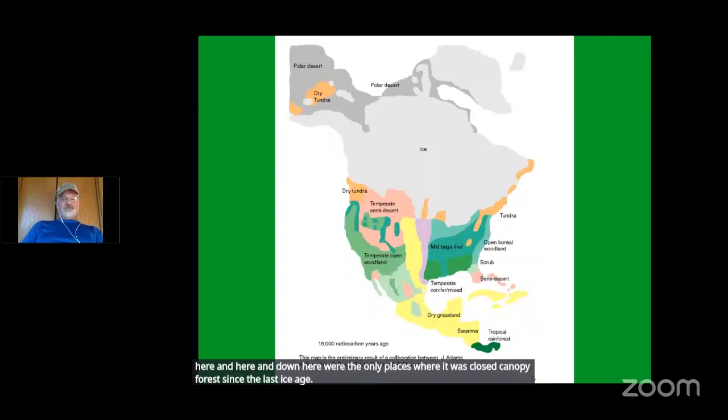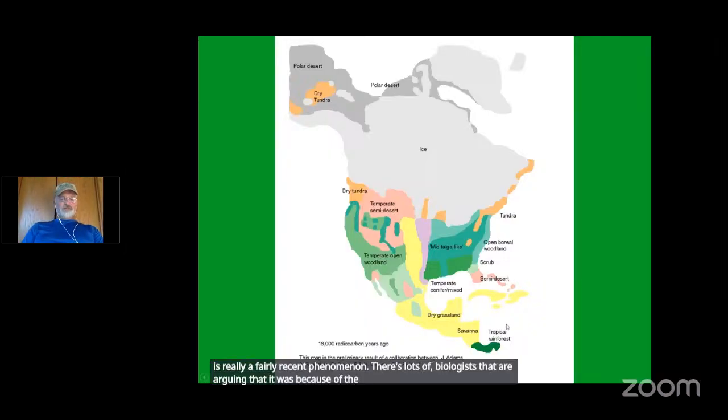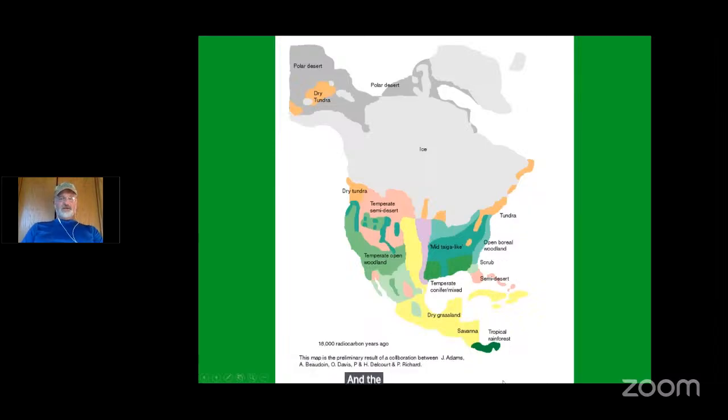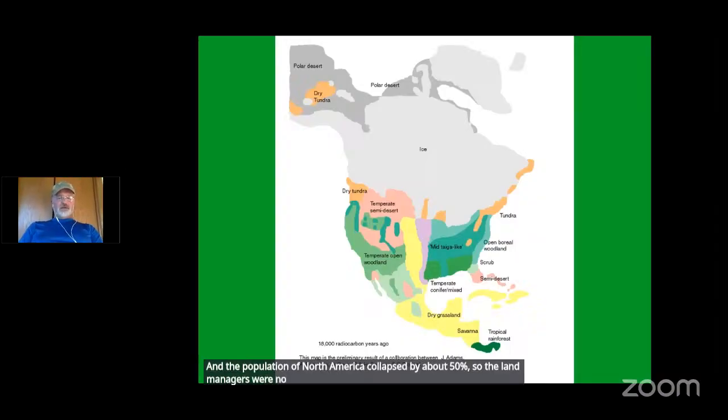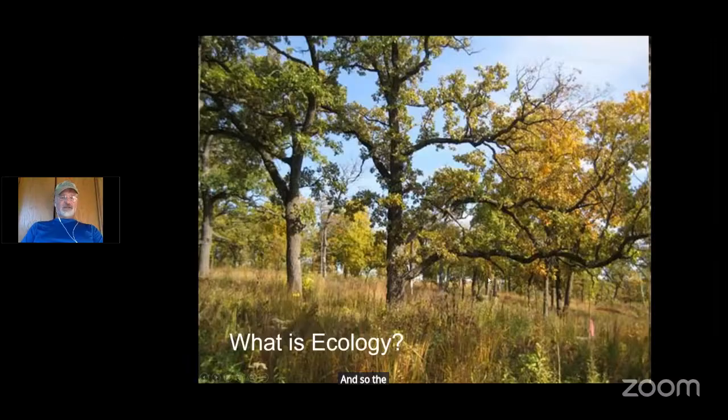This closed canopy forest that has dominated so much of the eastern part of the U.S. is really a fairly recent phenomenon. There are lots of biologists arguing that it was because of the European colonization of the New World, that all the civilized diseases infected the Native American population, and the population of North America collapsed by about 50%, so the land managers were no longer doing regular burning and no longer managing the large herds of animals, and so the forest closed its canopy.